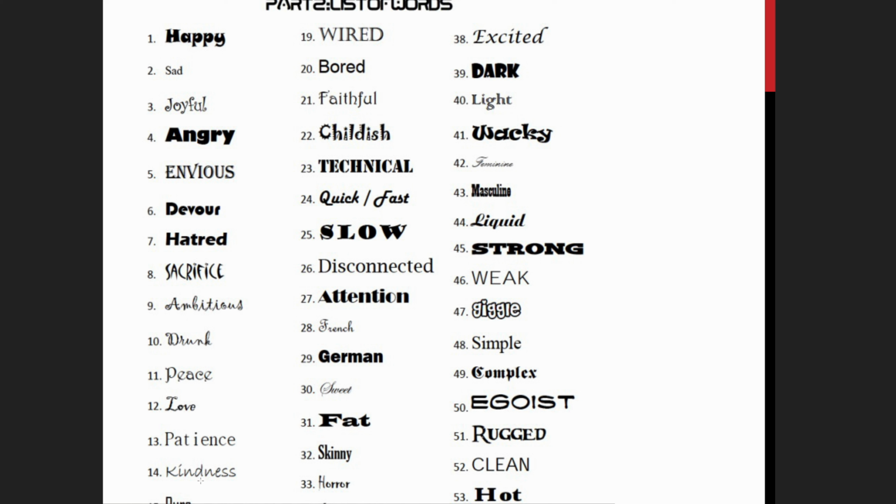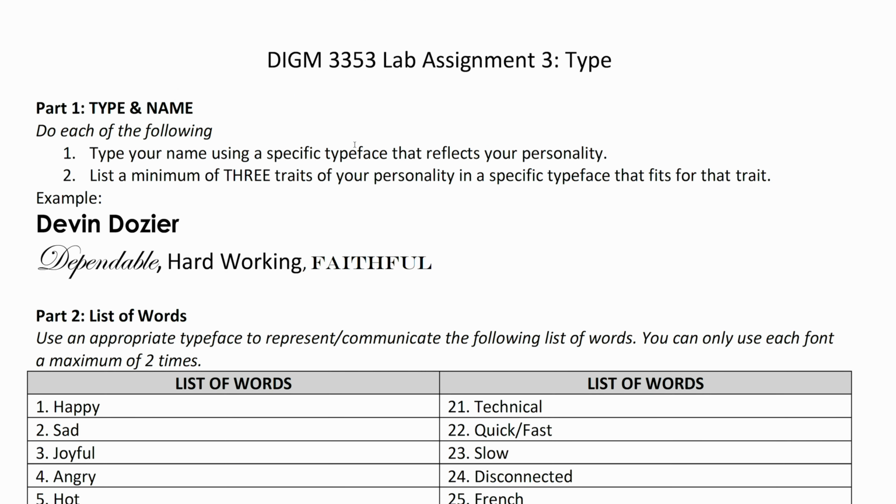So that's part one. And then part two is you have a list of words. It used to be a lot longer than it is now. It used to be like 60 words. I dropped it to 40. You're going to take the 40 words and find a typeface that fits each word. You can see an example of what this would look like. So let's actually look at the assignment.